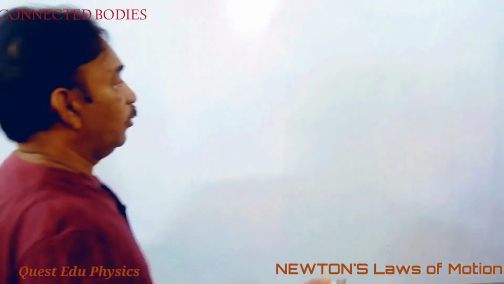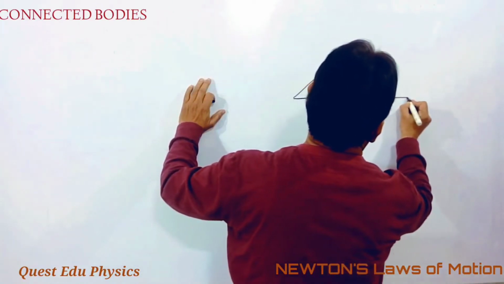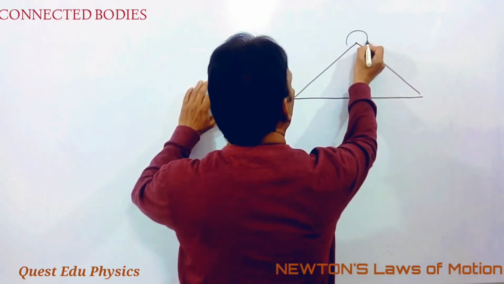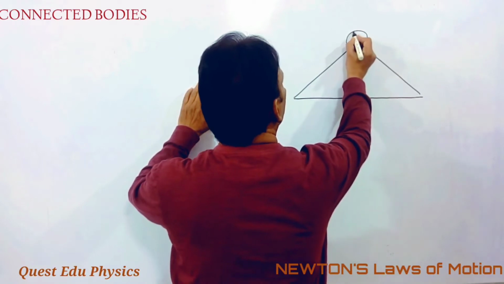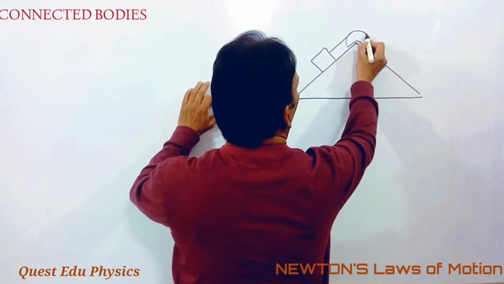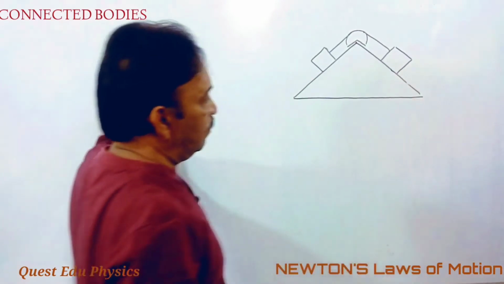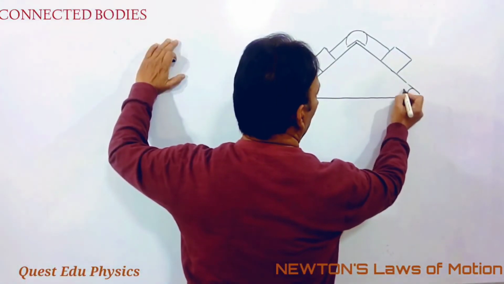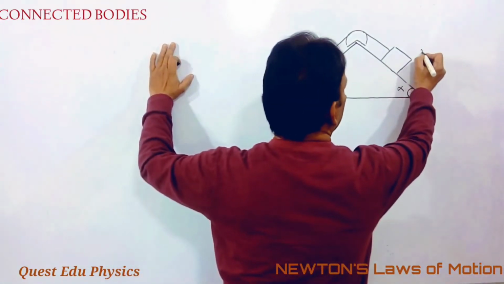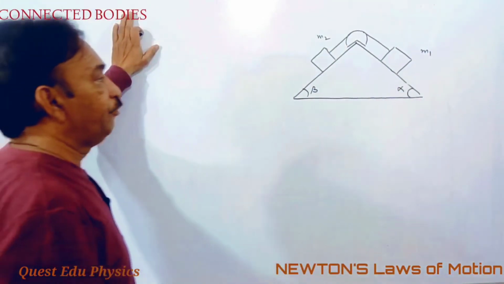Okay students, let's go with one more. Here let's say it's a wedge, and we connected a pulley here, and a mass is connected in this way, and there is one more. Let's say it is making an angle of alpha here and it is beta. Let's say it is M1 and it is M2.